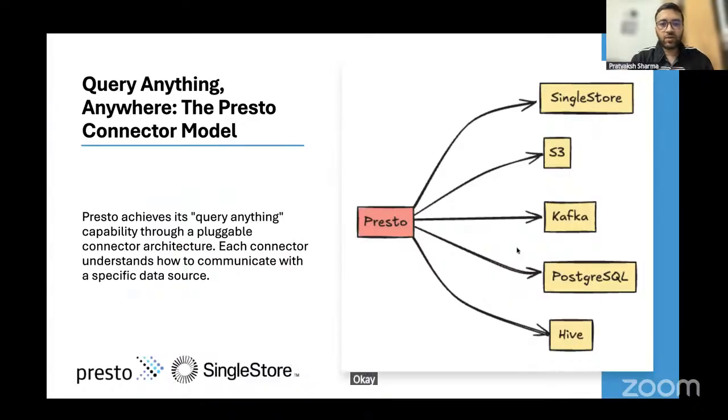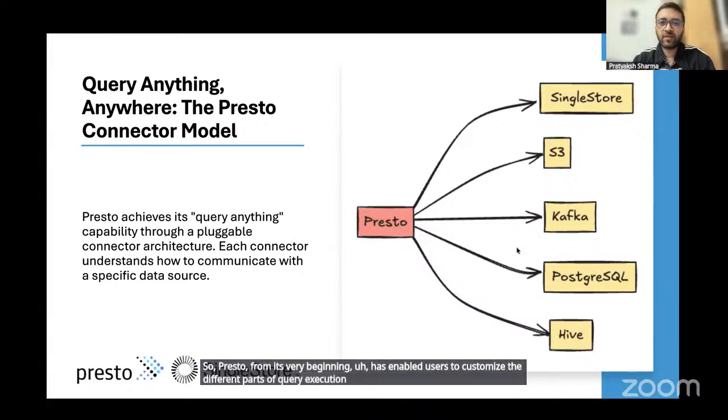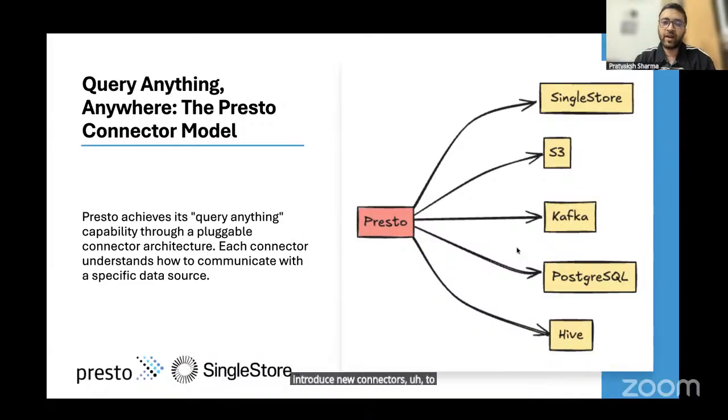Okay. So talking about the Presto connector, like I already told you, the connector is what adapts Presto to the underlying data source. Presto from its very beginning has enabled users to customize the different parts of query execution capabilities. And one of the best customizations that can be done is this connector architecture. You can basically introduce new connectors to talk to different data sources. Basically, the data source you want to talk to is customizable with Presto. That is why it is called query on anything, SQL on anything.